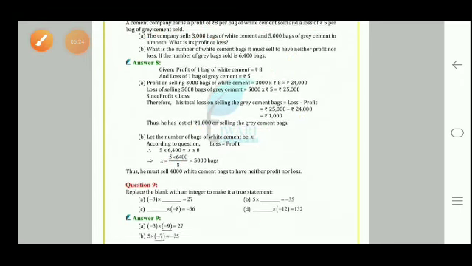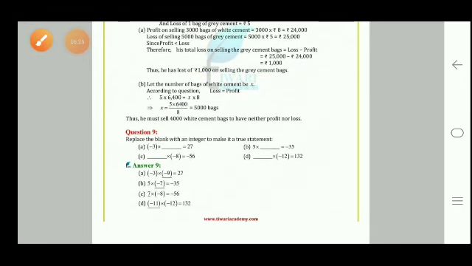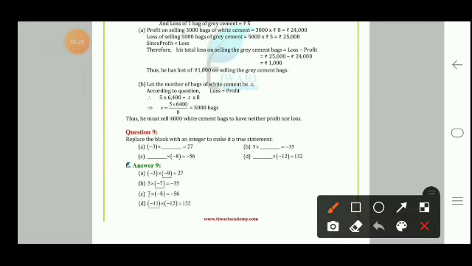Then we move towards the next question, question number 9. They are saying, replace the blank with the integer to make a true statement. Minus 3 into blank is equal to 27, so this should be minus 9. Then 5 into blank is equal to minus 35, so minus 7. Then blank into 8 is equal to minus 56, so minus 7 is the answer, because minus 7 into 8 is minus 56. Then D is blank into 12 is equal to 132. It should be minus 11, because minus into minus is plus.